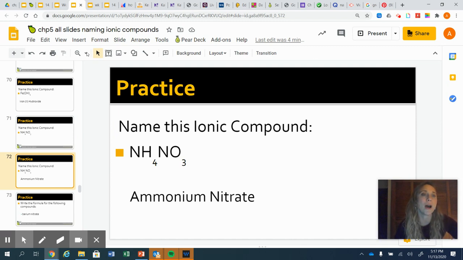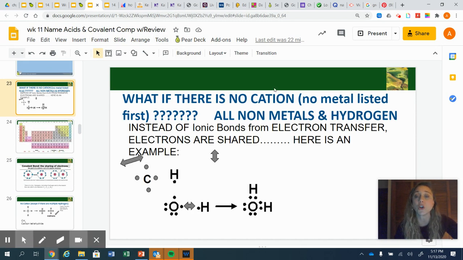So what if we get the situation where there's no cation listed first? There's no metal listed first. These are all non-metals.